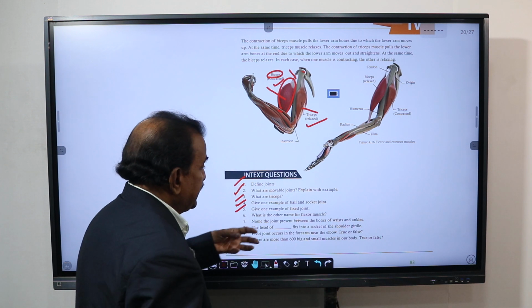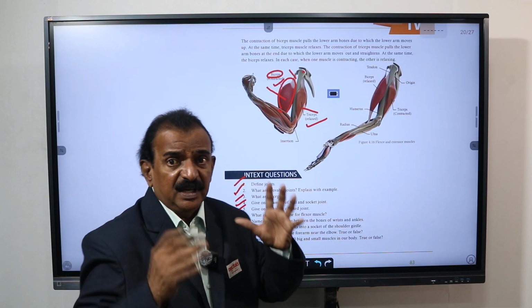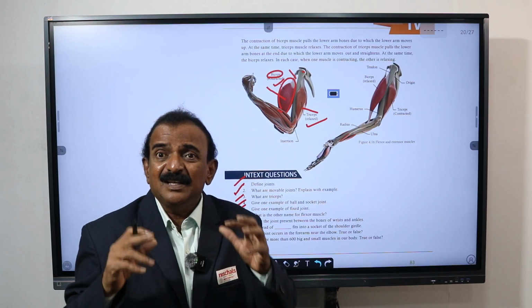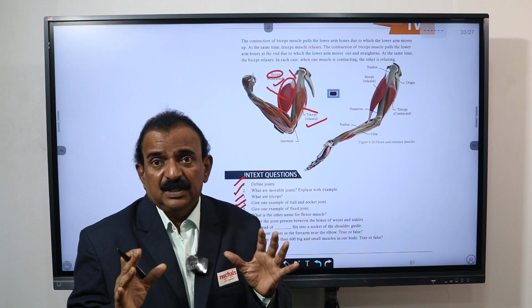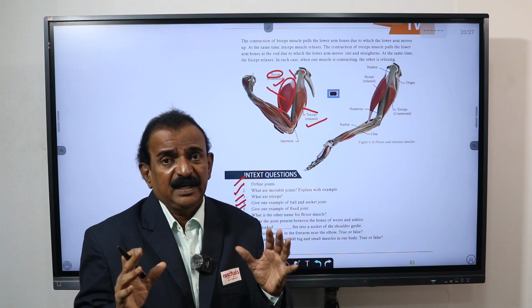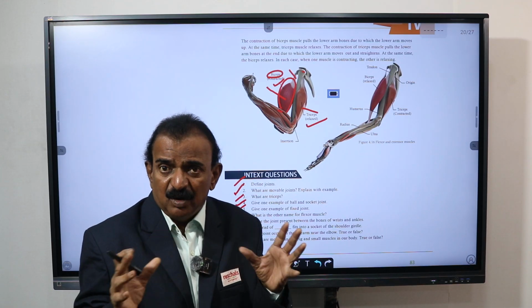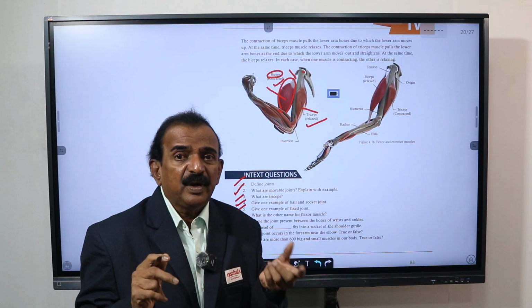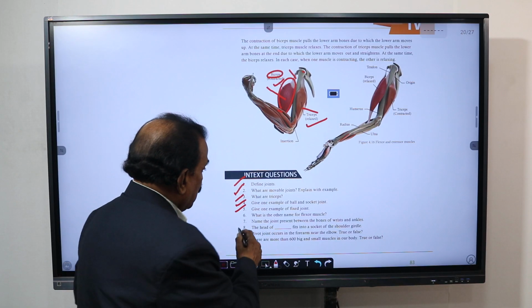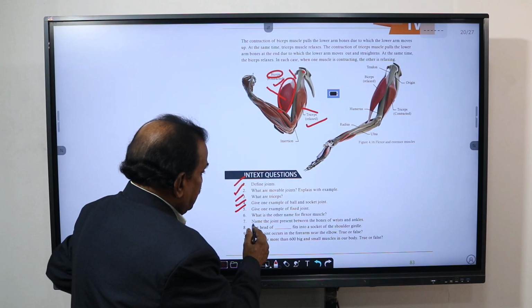And give one example of a fixed joint. Fixed joints are present in the skull, and our skull is made up of 22 bones. Out of 22 bones, 8 bones form the cranium, and they are flat. The remaining bones are not mobile except the lower jaw bone, and those are called fixed bones, fixed joints.